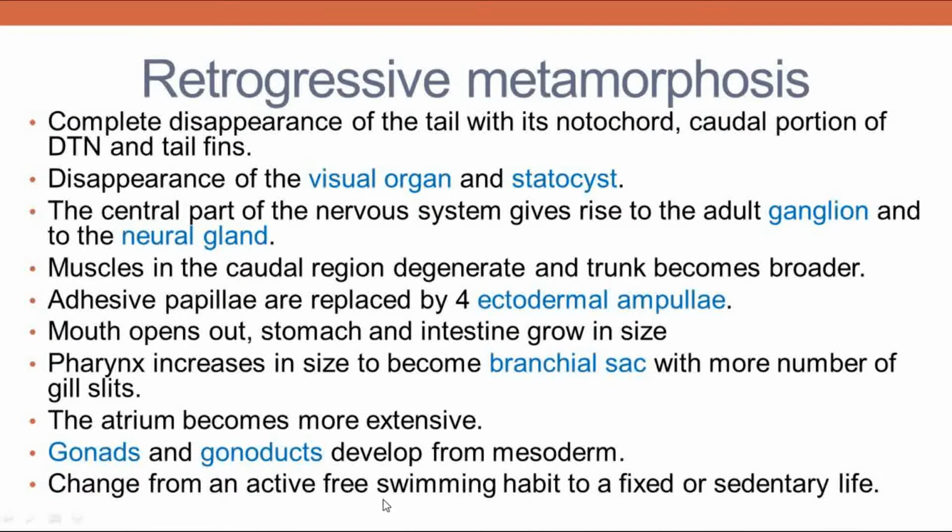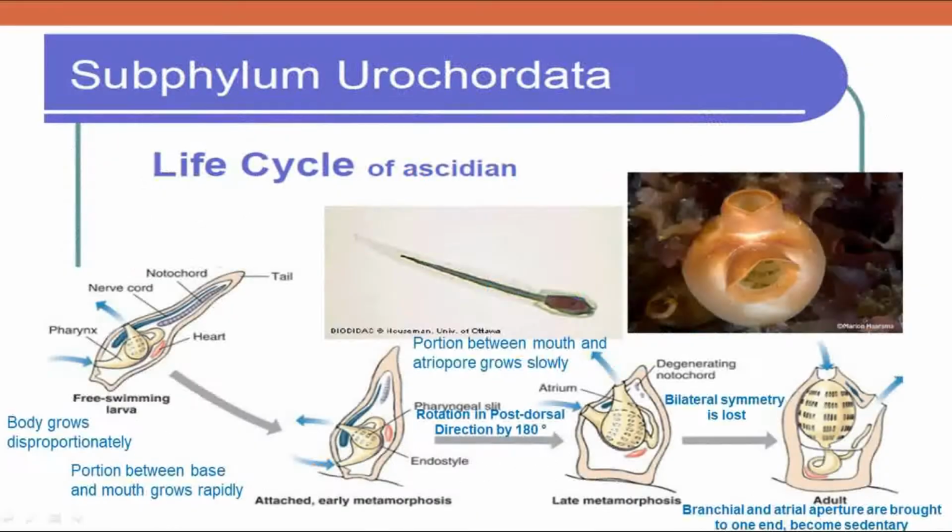Change from an active free swimming habit to a fixed or sedentary life. That's the foremost important change in the behavior of the larva. Larvae are free swimming, but once they are ready to metamorphose, they will go to the bottom and attach with the substratum with the help of some adhesive papillae. And they will metamorphose into adult, and they will be entirely attached with a substratum or lead a sedentary life with the help of 4 ectodermal ampullae.